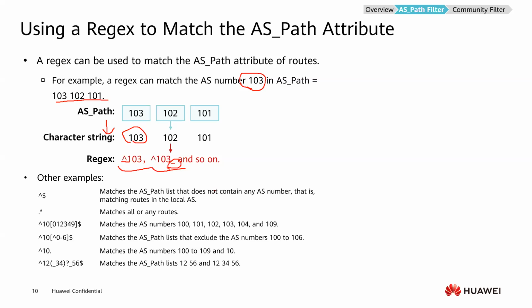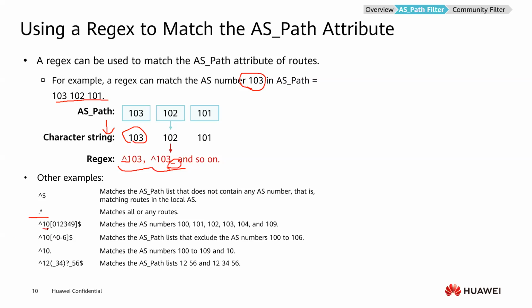And other special examples: for the first one, it matches the AS-path list that does not contain any AS number. That is, it matches routes in the local AS. And for this one, it matches all or any routes. And for this one, it matches the AS numbers 100, 101, 102, 103.